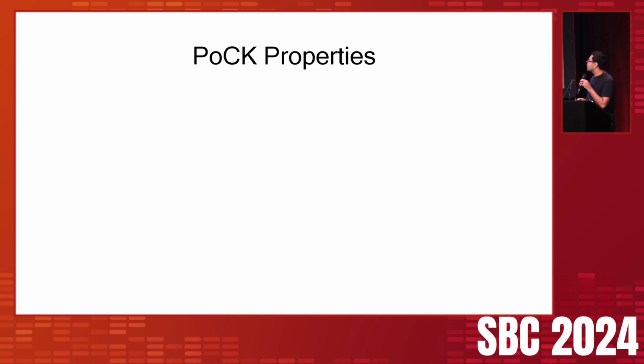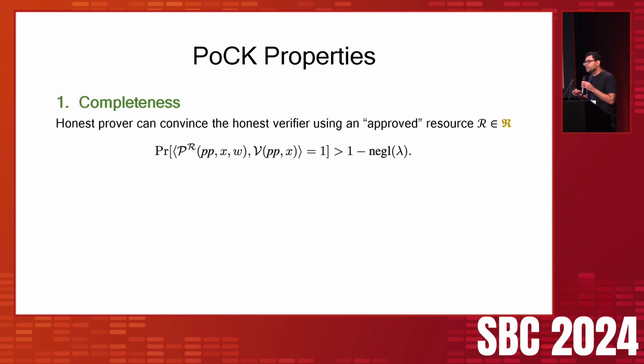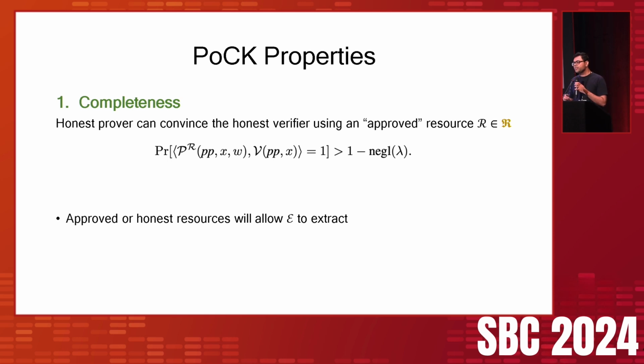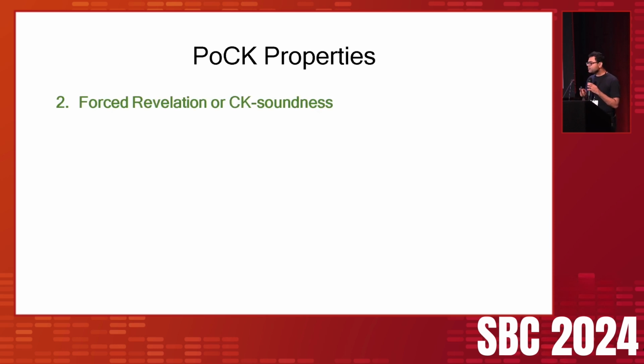So I'll now define some proof of complete knowledge properties that we want to satisfy. The first one is, again, completeness. And the way we define completeness is that the honest prover can convince the honest verifier using an approved resource, R belonging to some approved resource set. And essentially, this models the fact that these approved or honest resources will allow this channel E to extract out the secret.